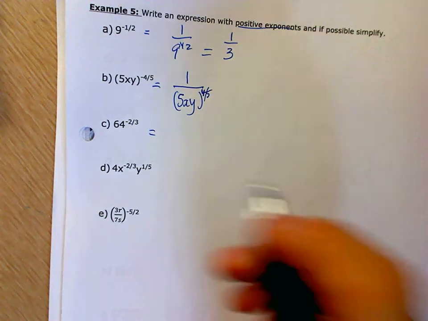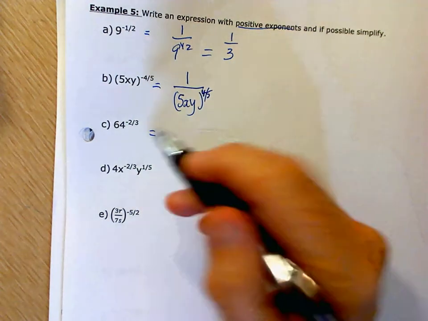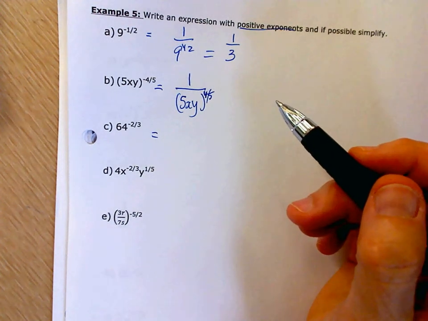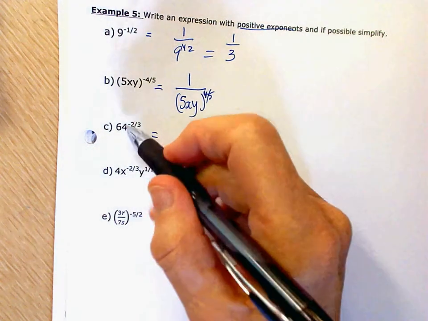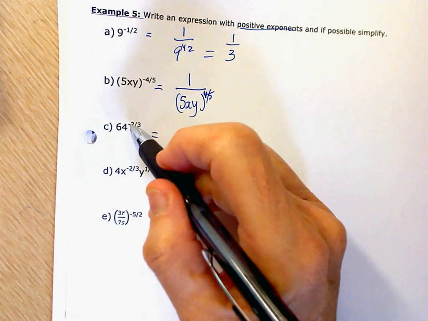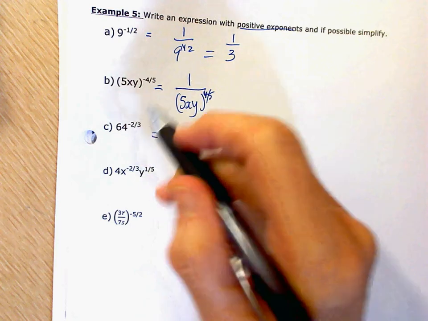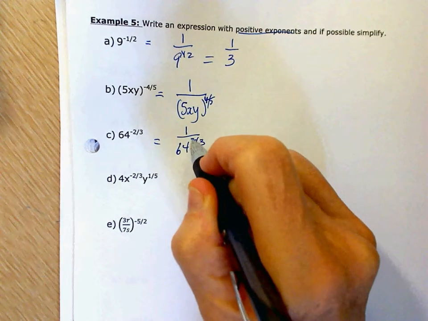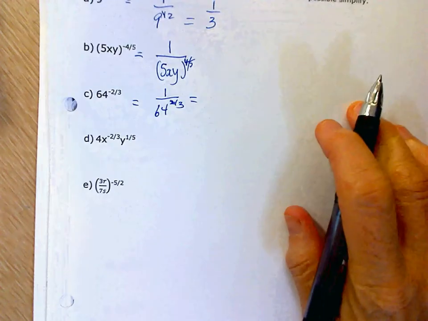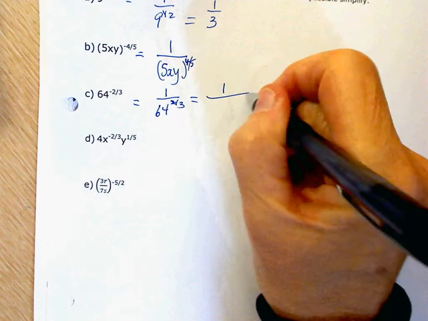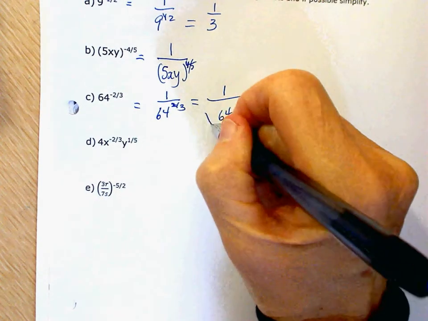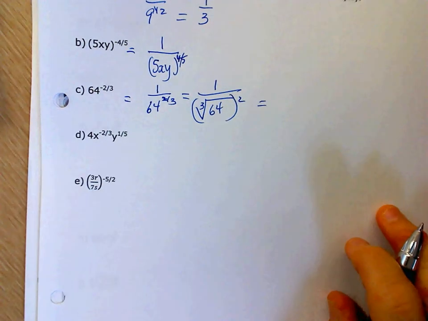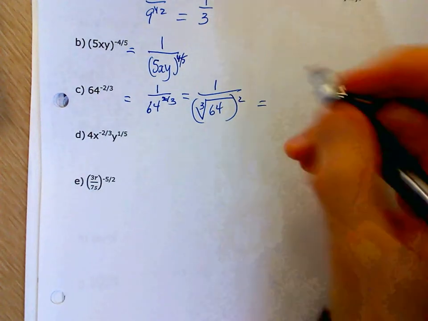Write it as a positive exponent. Remember when it crosses the division line, the sign of the exponent changes, right? 1 over 64 to the 2/3. So that's the same as the third root of 64 all squared. What's the third root of 64? Yeah, perfect.